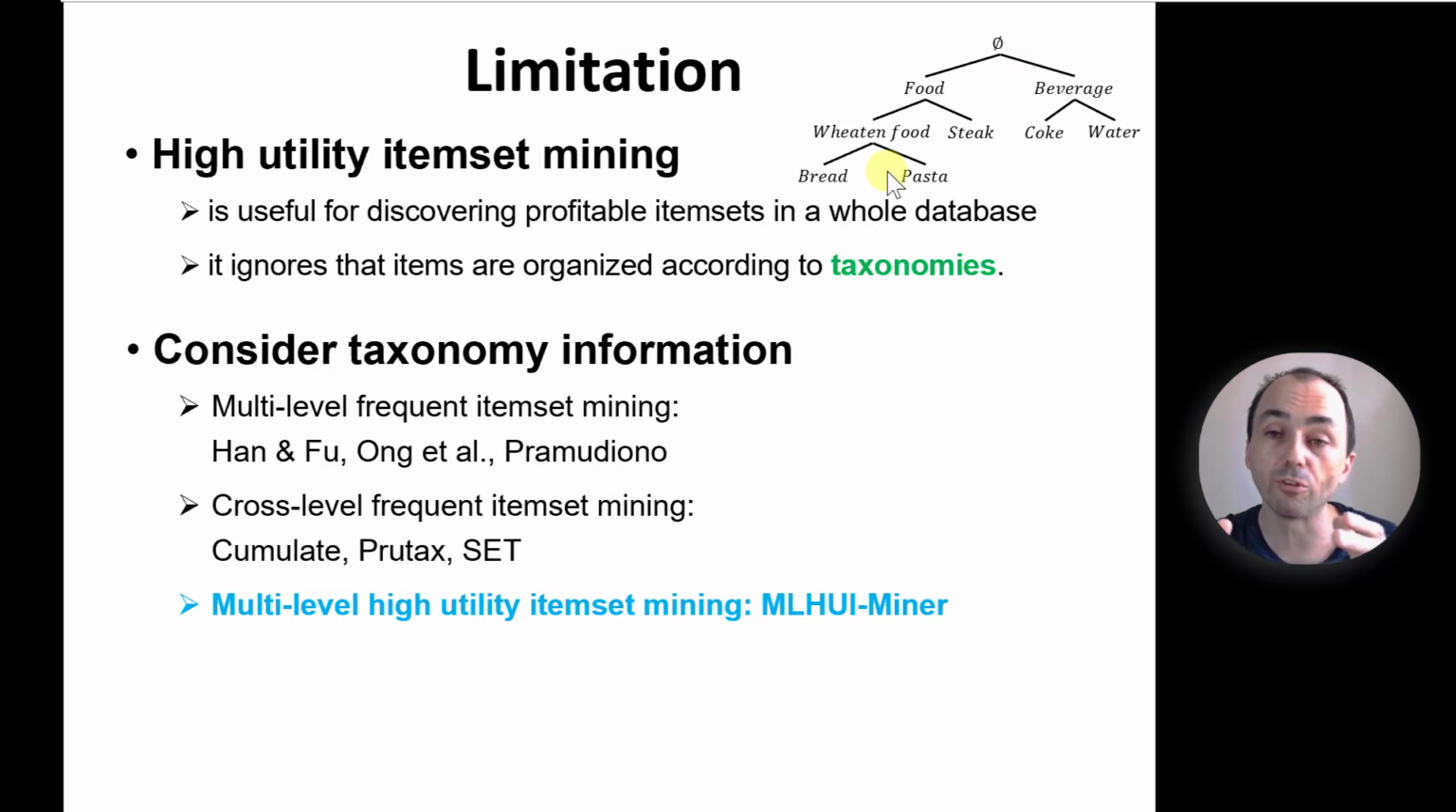So in real life, in the store, we have the taxonomy. For example, we have milk, and maybe we have different types of milk and so on. So considering this information is important. It tells us something.